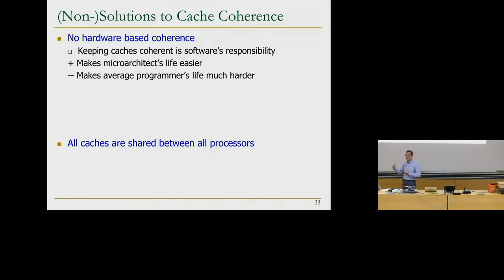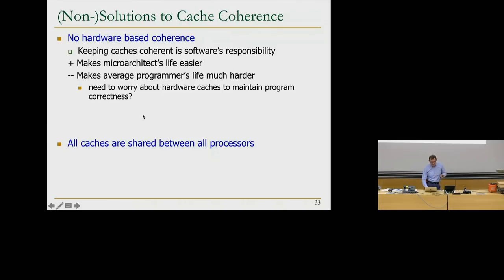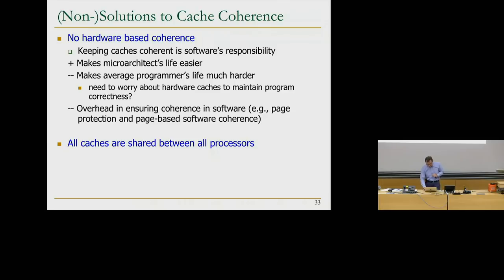So this is really not a good trade-off to make. And actually, people who made this trade-off in real products have figured out this is really not a good trade-off to make in real life. For example, I'll finish this and then I'll give you the example. Basically, the key thing is, should the programmer worry about hardware caches to maintain program correctness? And you don't want the programmer to worry about details like that.